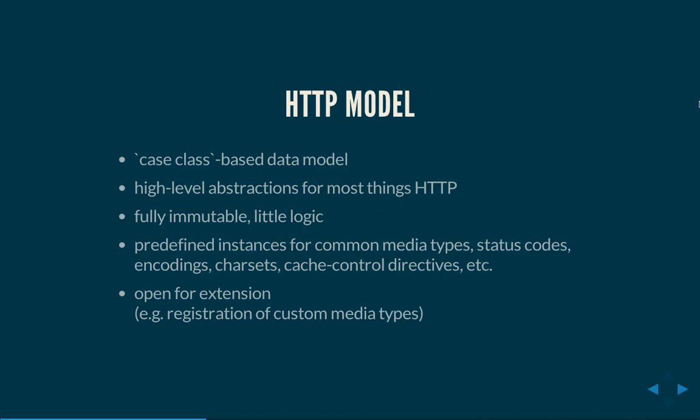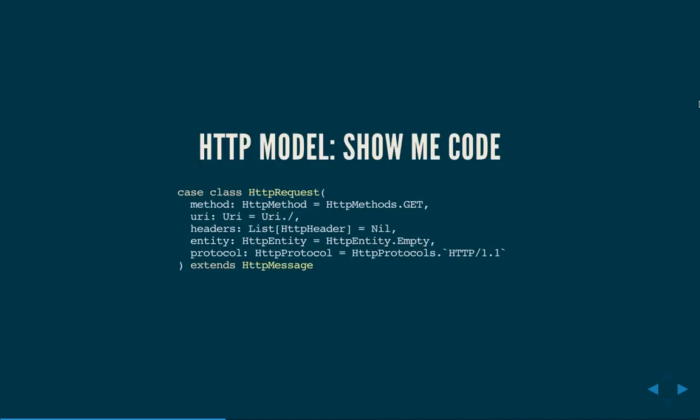There is very little logic in this component because it's a data model. And we also define for you all the common things that you need, like the media types and status codes and encodings and char sets and everything that you just want to have available when you work with HTTP. But it's also open for extension. So if you decide to implement a custom media type, for example, you can just register it, and Spray is going to use your custom types as well.